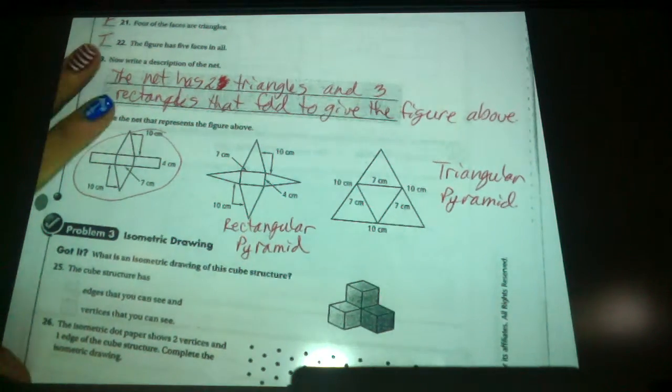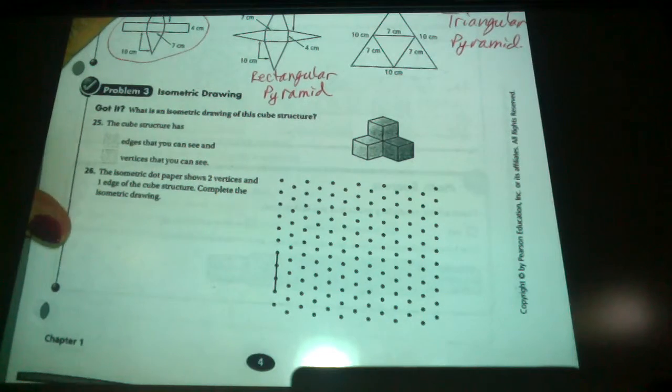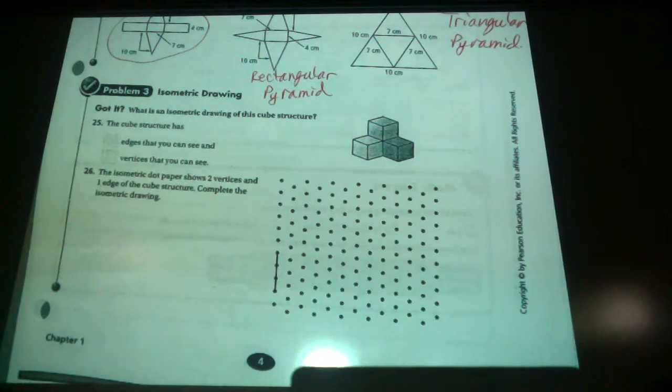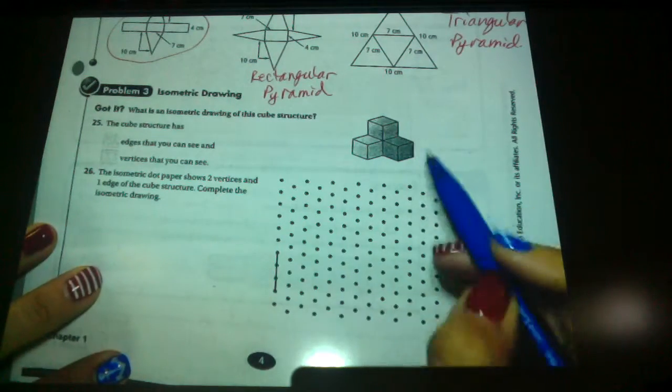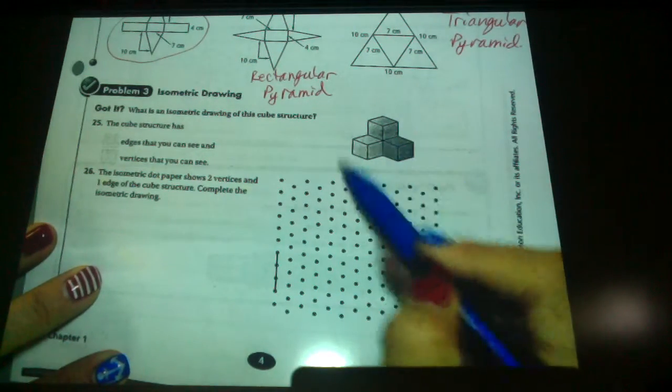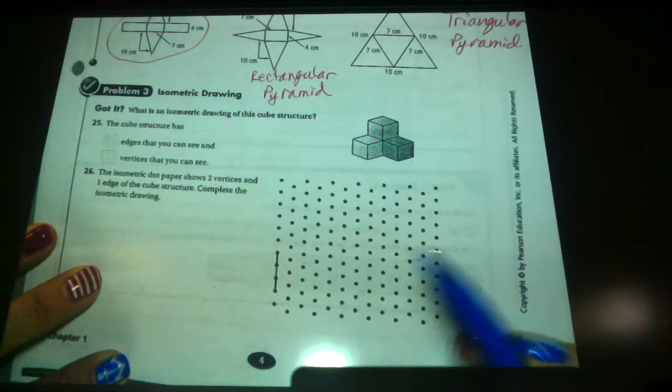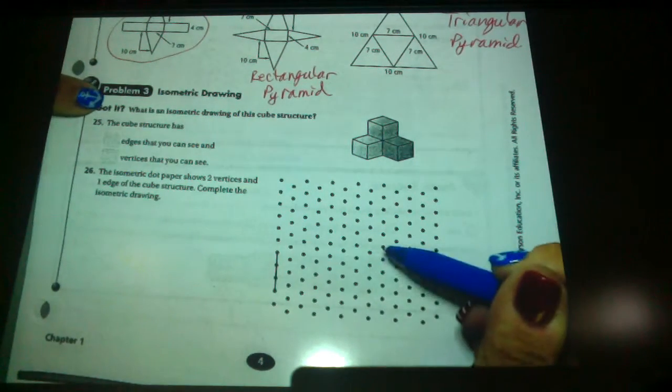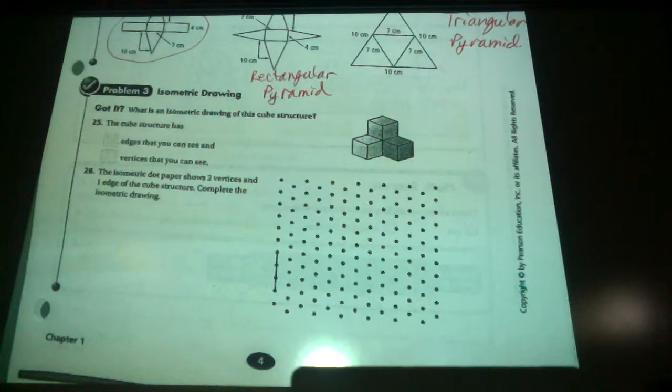All right, let's look at what's called an isometric drawing. So you need to add a definition here. An isometric drawing is essentially this, but this is called isometric dot paper. And so you can get isometric dot paper off of my website. I'll see if I have enough for each of you, but I may only have one piece of paper for you to do your homework with tonight.